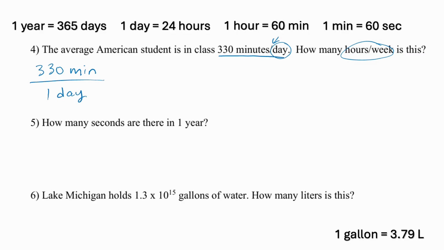Now I'm trying to get to hours per week. So first, let's take minutes and turn it into hours. So we know that in 1 hour, we have 60 minutes. So I know I want minutes to cancel out. So I'm going to put the 60 minutes in the denominator and the 1 hour in the numerator. Now my minutes are gone and I have hours per day. So I have hours, so that's correct. We're going to leave hours alone now.